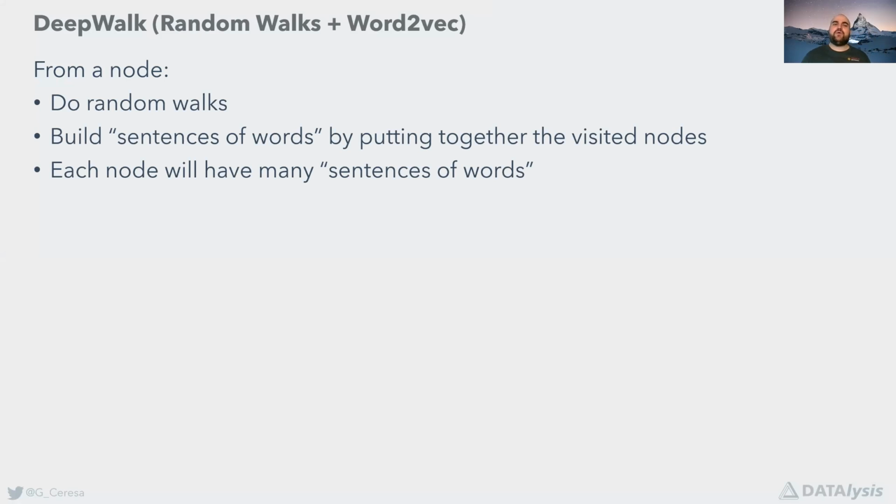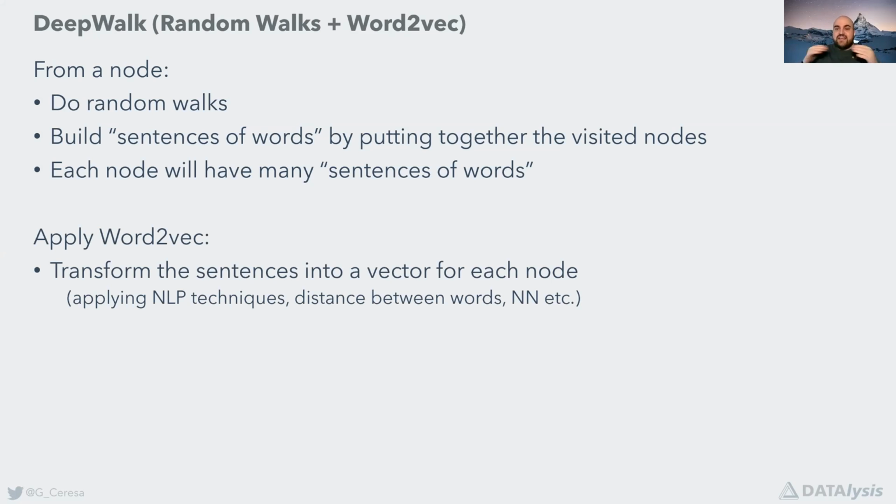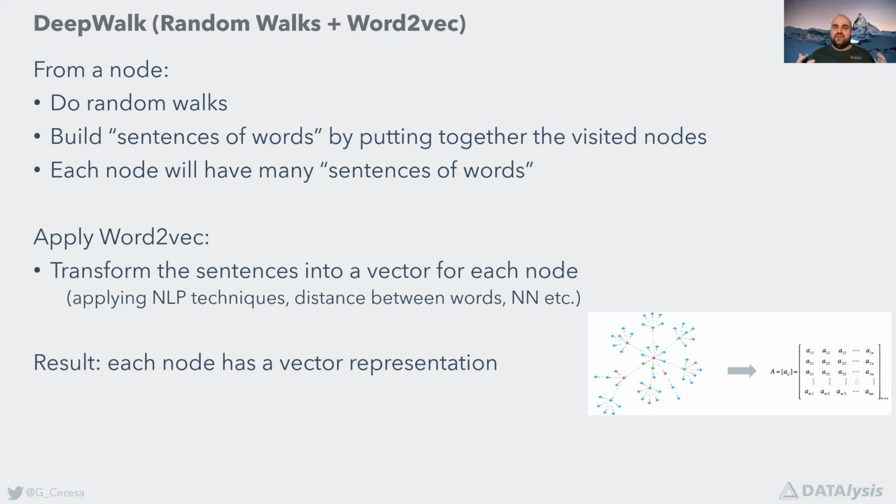Okay, so the idea is, from a node, you take one node from your graph. You start doing random walks. So you start moving around randomly in the graph. You build a sentence which is just, you keep track of every single node that you visit during this walk. So every single node will have a bunch of sentences if you do many walks. And then with these sentences, you apply an algorithm called word2vec. So it's a way, using natural language processing, to transform sentences into vectors. I will give you more details later on. The result is really, DeepWalk will take your graph, and for each node, it gives you a vector representing the node.